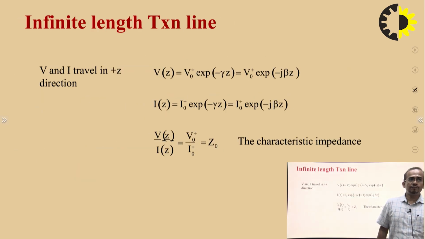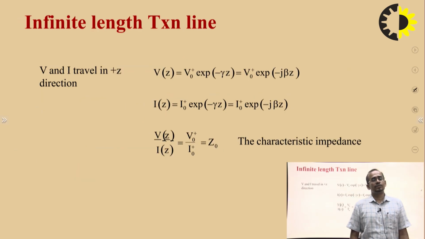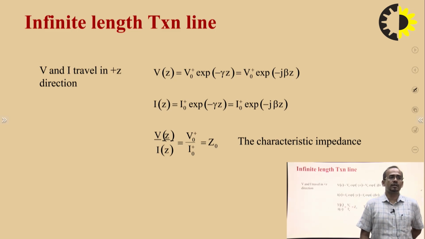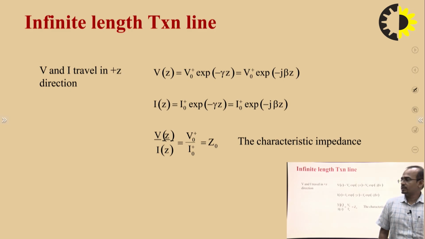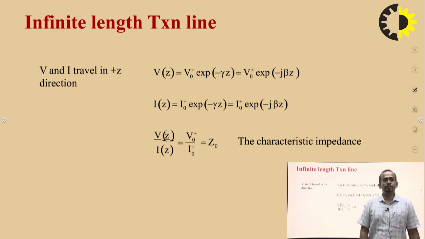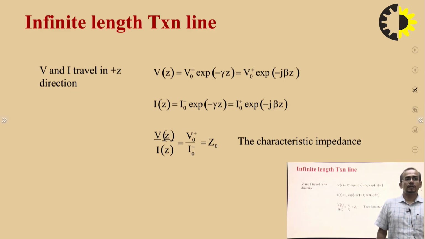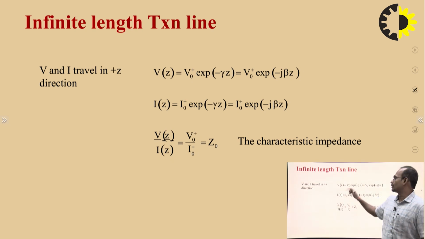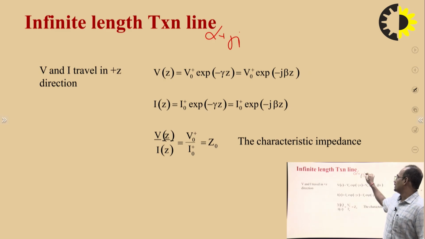So what is the infinite length transmission line? What is the solution for this? The solution of the voltage and current is V = V0+ e^(-γz), and V0+ = V0+ e^(-jβz). Here we have considered α equal to 0, where γ = α + jβ, so only β is considered.